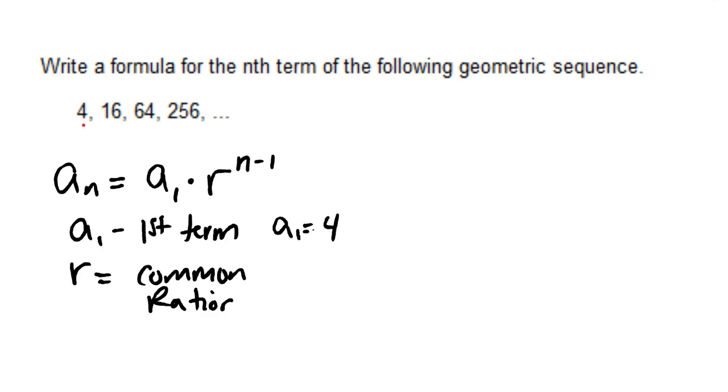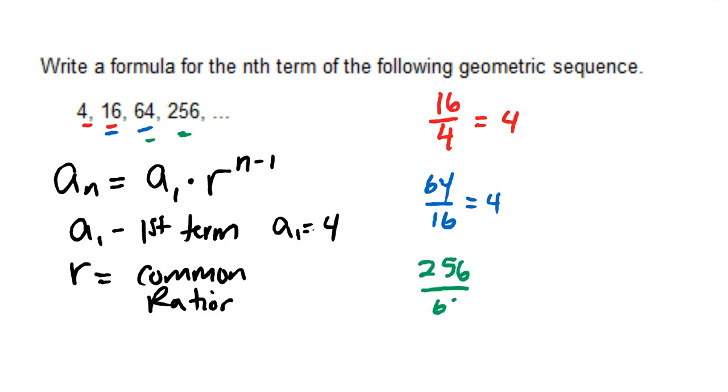So if we look at consecutive terms and find the ratio, for the first two terms, 16 over 4 would be 4. Looking at the next pair of terms, 64 divided by 16 is also 4. If we look at the next pair of terms, 256 over 64 is also 4. So we get that the common ratio, r, is 4.